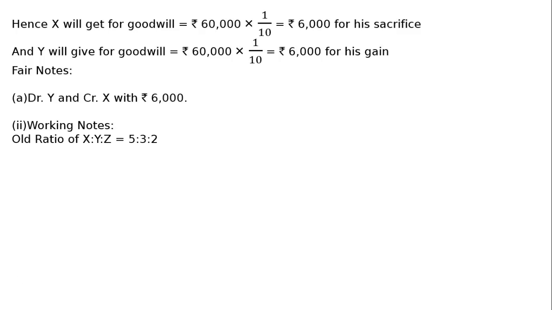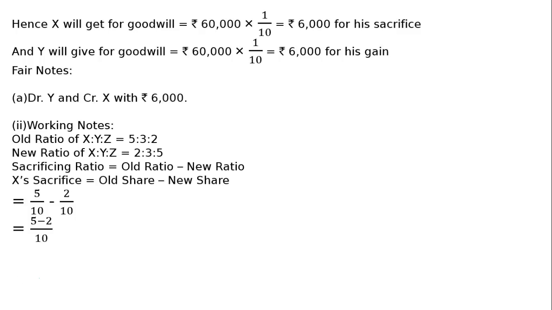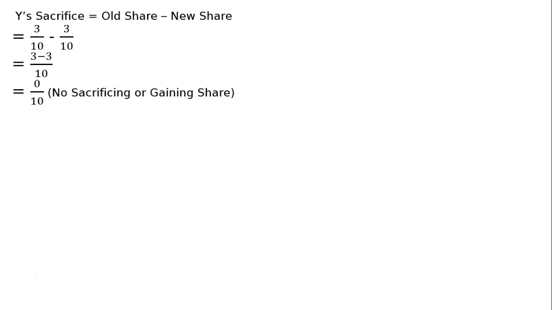That is 2 working notes. Old ratio of X:Y:Z is equal to 5:3:2. New ratio of X:Y:Z is equal to 2:3:5. Sacrificing ratio is equal to old ratio minus new ratio. Then excess sacrifice, old share minus new share, that is 5/10 minus 2/10. LCM is 10. 5 minus 2 is equal to 3/10, that is sacrifice. X is sacrificing. And Y's sacrifice, old share minus new share, that is 3/10 minus 3/10 is equal to 0/10. No sacrifice or gaining share.